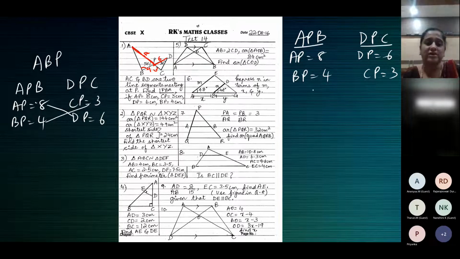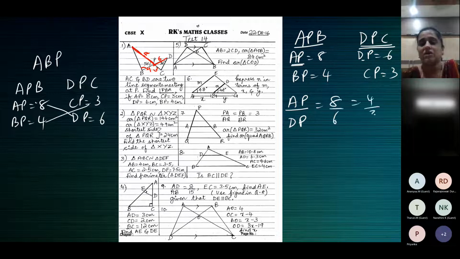APB, DPC are the two triangles. Side AP of the first triangle is 8 centimeters. In the second triangle, DP is 6 centimeters. In the first triangle, BP is 4 centimeters. In the second triangle, CP is 3 centimeters. Now write the ratio. This is the side of the first triangle, AP, by the side of the second triangle, DP. What is it? It's 8 by 6, which is 4 by 3. Now write again the side of the first triangle, BP, and the side of the second triangle, CP. What is the ratio? 4 by 3.